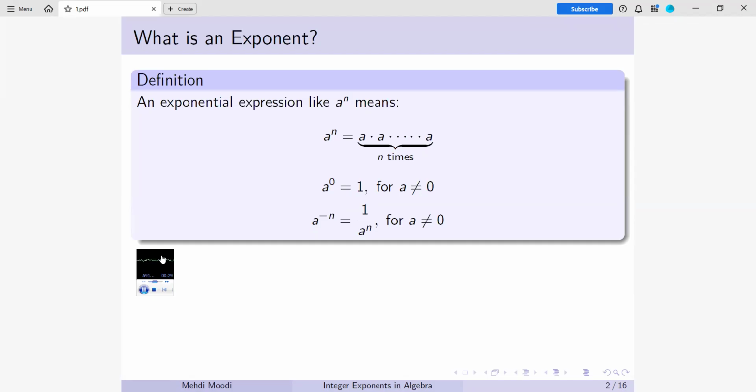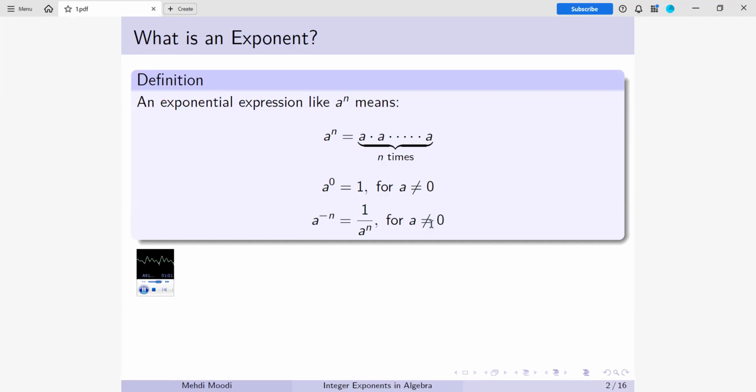An exponent tells you how many times to multiply a base by itself. For example, a to the third power means a times a times a. Special rules include a to the 0 equals 1. A to the 0 equals 1 is one of math's fun mysteries. Just accept it. It works. Like Wi-Fi.